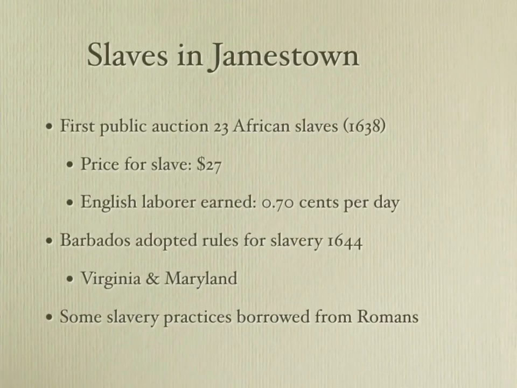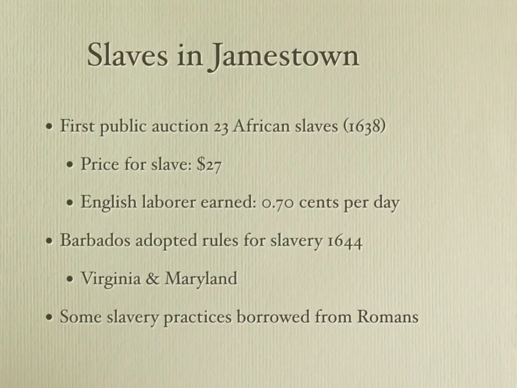Now, slavery will become part of the British colony, and particularly Jamestown, by 1638, with the first public auction of about 23 slaves. The price of these slaves was about 27 pounds or $27. If you think about how much that is, an average English laborer earned less than $1 per day, about 70 cents. So if there are 30 days in a month, you made about $30, and you take out rent, food, and all the other incidentals, you would have to save a few months in order to be able to purchase a slave.